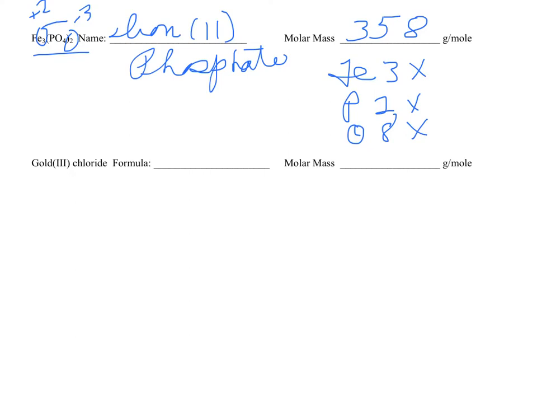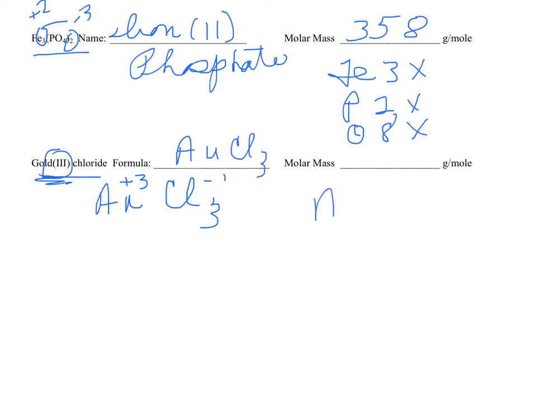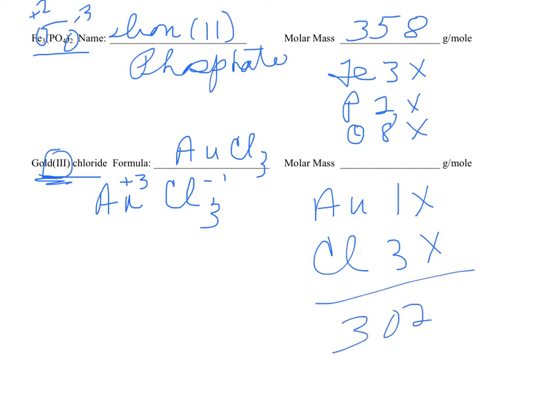Gold 3 chloride. Here you've been given the name. Again, you know it's ionic. You know gold must have more than one oxidation state, which it does. So I'm going to write Au, which is a +3, which I know because of this in parentheses, and then Cl, and Cl is always a -1 in an ionic formula. And so I know I'm going to need 3 of these. So we have AuCl3. For Au, I'm going to have 1 times, and for chlorine, 3 times. And when I get all done, I get 302 grams per mole.